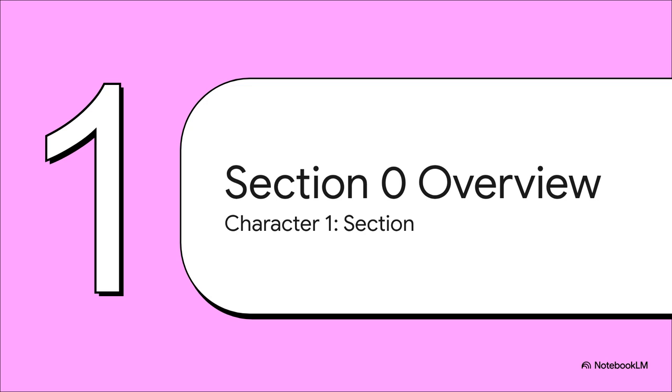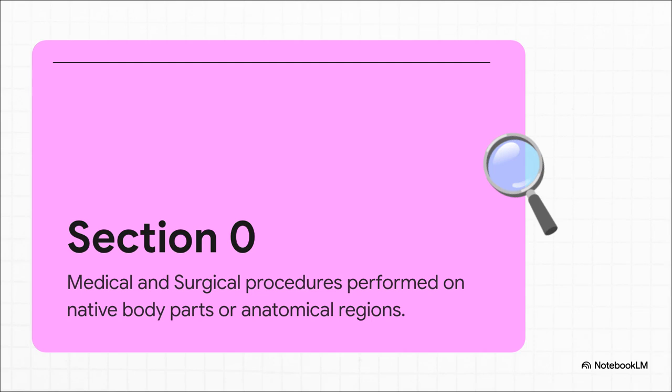We are zooming right in on Character 1 today. So what exactly happens when that very first character of your code is a 0? Well, a 0 in the first position locks us right into the medical and surgical section. And let me tell you, this is by far the largest, most frequently used section in the entire ICD-10 PCS code set. Why? Because it covers surgical and medical procedures performed on native body parts or anatomical regions. So it encompasses the vast majority of procedures a patient might undergo while admitted to a hospital. From routine appendectomies all the way to complex amputations, if it's a primary medical or surgical intervention on a native body part, it's going to start with a 0.